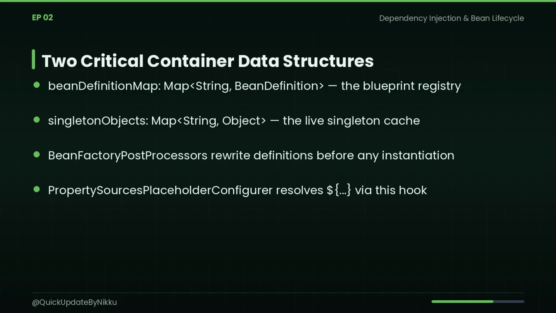The blueprint registry holds every bean definition, keyed by bean name. The singleton cache holds every fully constructed singleton, also keyed by bean name. Between registration and instantiation, bean factory post-processors can mutate entries in the blueprint registry. This is exactly how property placeholder substitution replaces ${...} expressions with real values before a single constructor is called.